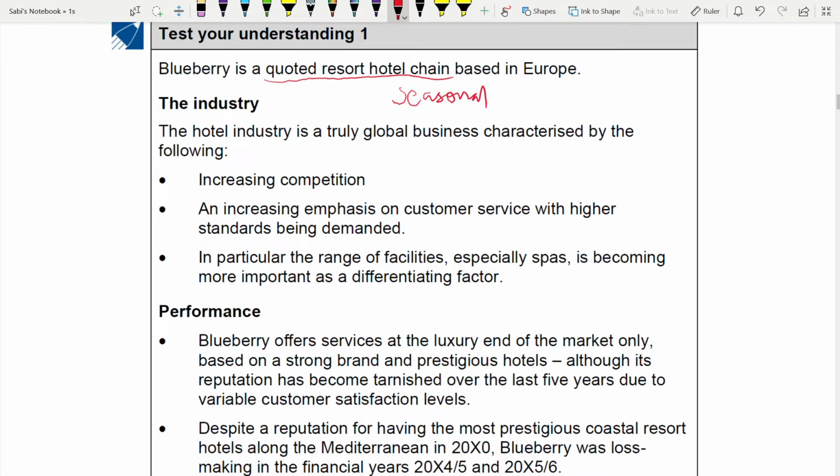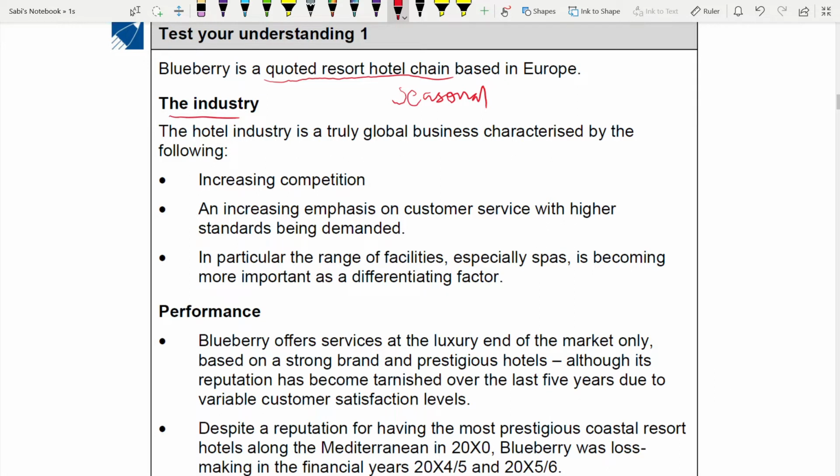Now let us read the industry and the performance. Even in your actual SBL exam, the information will be more. That's the only difference, but this is the way they will give it to you. Some intro on what it is, which line of business they are in, what industry. Then they will give you the performance of the industry as well as the performance of Blueberry.